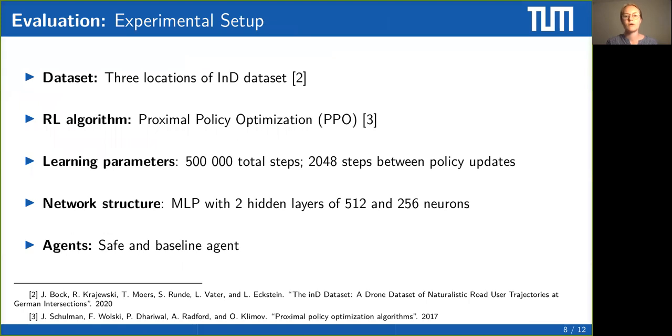So now we want to see how our approach really performs in an experimental setting. We use recorded data from urban scenarios of 3 German intersections from the inD dataset. Our learning algorithm is proximal policy optimization. We train for 500 training steps and update our policy network approximately every 2000 steps. Our network is a feed-forward MLP with 2 hidden layers of 512 and 256 neurons. We train 2 agents: a safe agent, which has our safety verification, and a baseline agent, which only has one additional feature, that it cannot select not meaningful actions that would lead off the road, because otherwise it would be much harder for the baseline agent to learn.